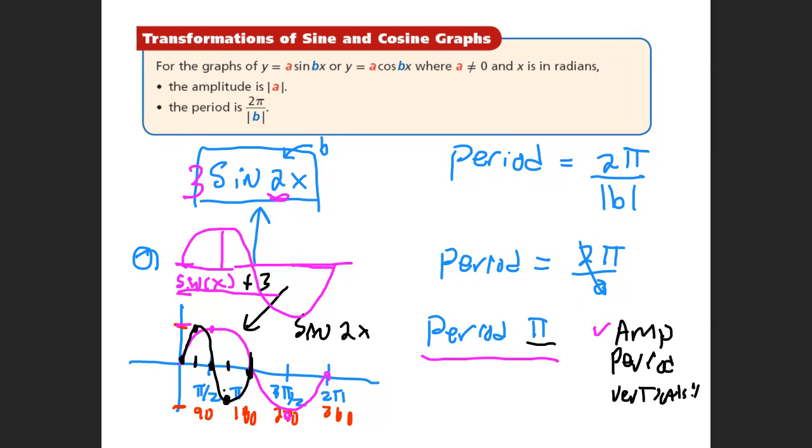But this number in front of here is called the amplitude. The normal sine graph has an amplitude of 1. It goes up 1, it goes down 1. Now, if you put a 3 in front of there, that means the amplitude is 3 now. So it goes up to 3, back down to -3, and back up. So now my amplitude, how high does it go? Goes up 3, goes down 3. So that number in front is called the amplitude.